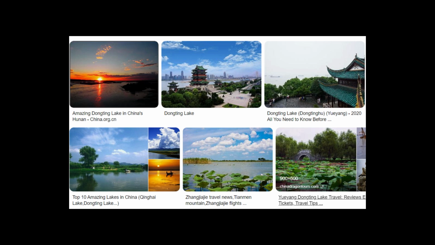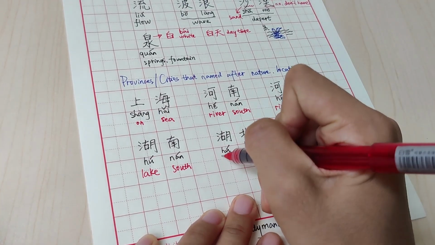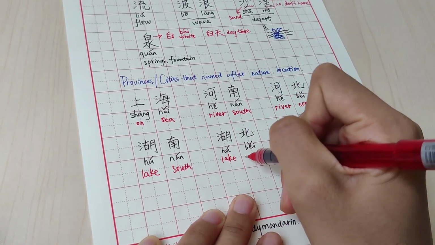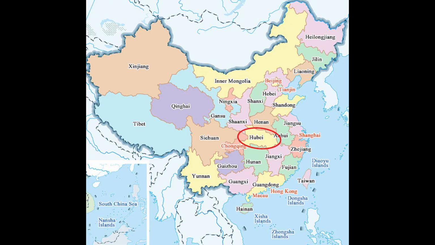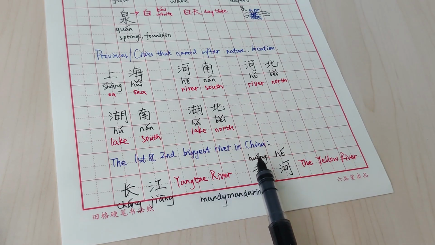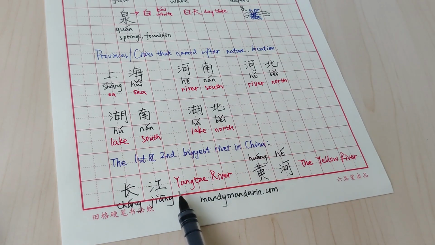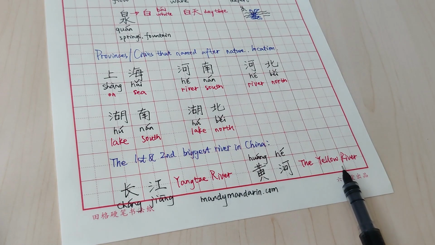Dongting is the name of that lake. And in Hubei, we have Lake... North. So Hubei is at the north side of the Dongtinghu. Speaking of the river in China, the first and the second biggest rivers in China would be Changjiang, which is the Yangtze River, and Huanghe, which is the Yellow River.